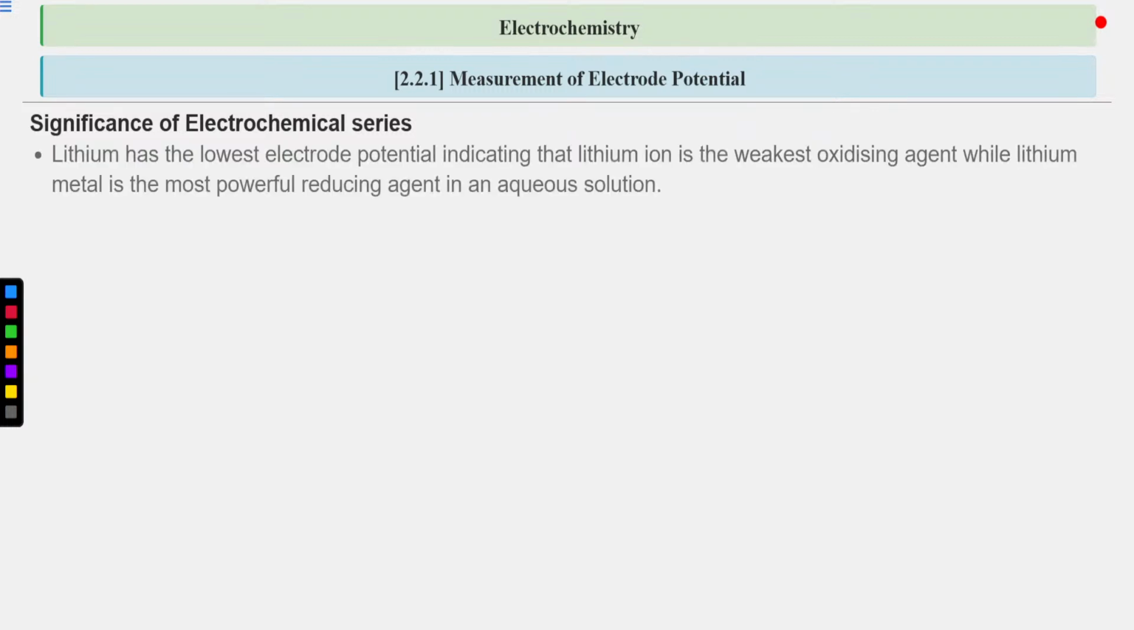Now, lithium has the lowest electrode potential. On the other hand, if fluorine has the highest electrode potential, lithium is at the bottom of the electrochemical series, having the lowest electrode potential, which indicates that the lithium ion is the weakest oxidizing agent. That means it can only weakly oxidize others and get reduced itself, while lithium metal is the most powerful reducing agent in an aqueous solution.